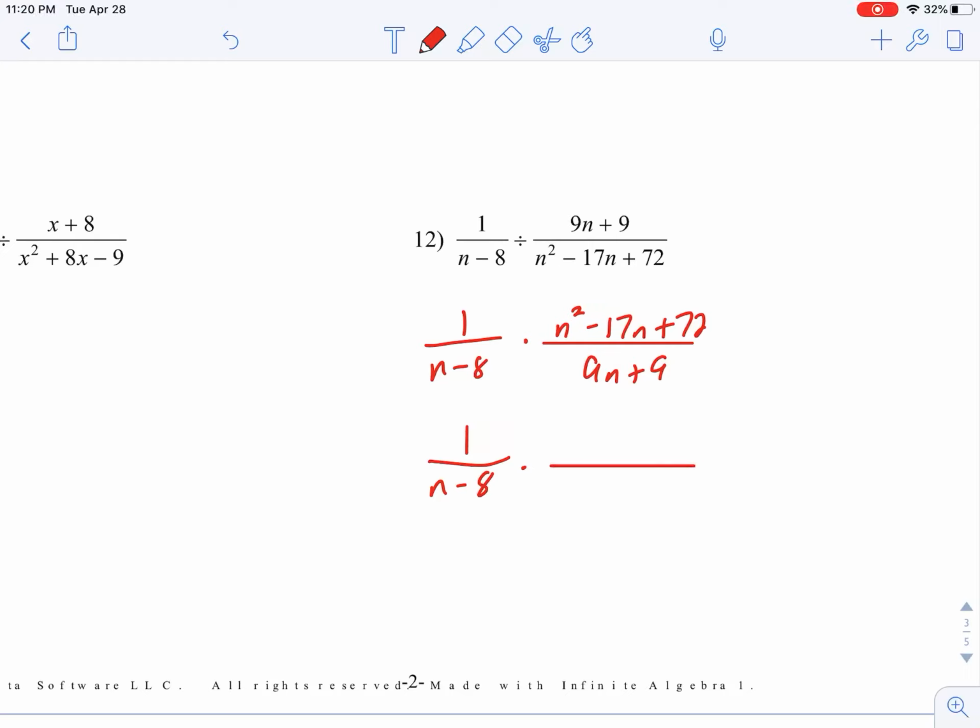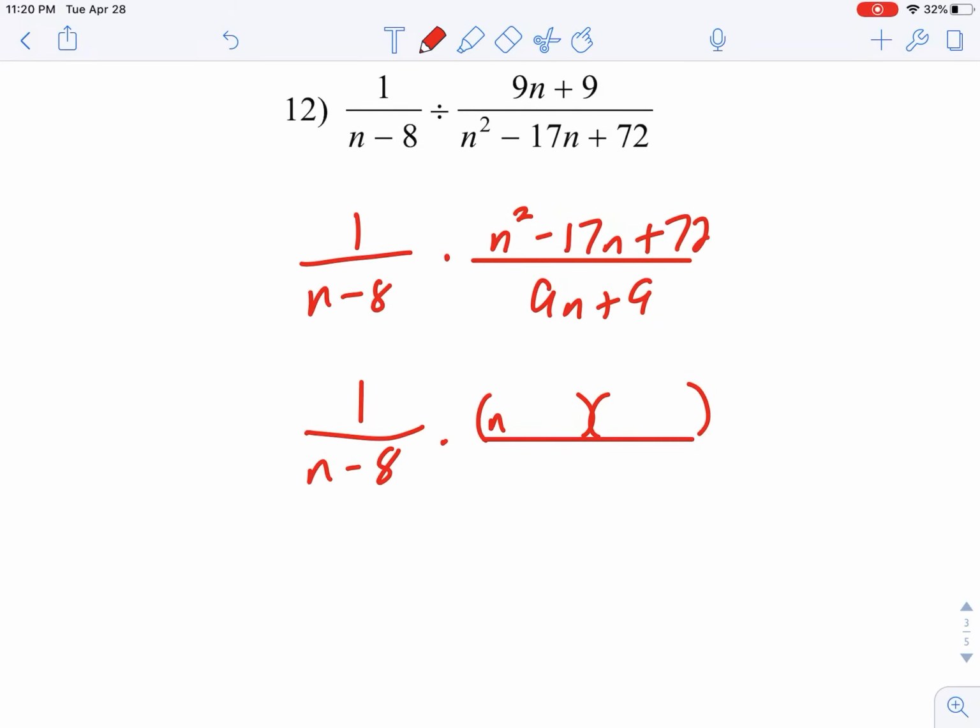And then factor. So this top is a trinomial. I can do the FOIL thing. And what'll multiply to 72? All I can think of is 9 times 8. Oh yeah, 9 plus 8 is 17. So 9 and 8, and in this problem they're going to have to both be negative. Two negatives multiply to a positive, but they add up to a negative. So there's that.